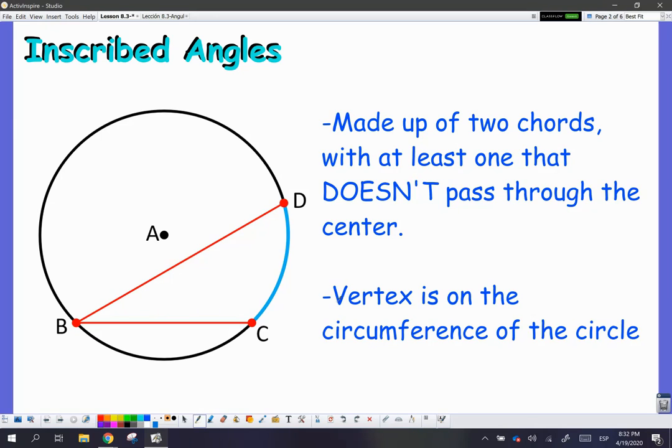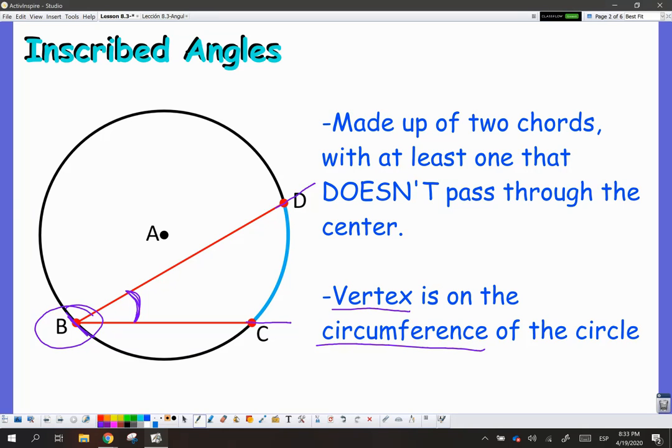Now, two chords or two secants can create an inscribed angle if the vertex is on the circumference of the circle. So in this case, my vertex is point B. And I can see how this angle comes this way. So here's my vertex, and you can see that it's on the circumference of the circle. The other two endpoints are also on the circumference. They don't have to be. They can extend out more if you want. But that vertex has to be on the circle. That's what makes this an inscribed angle.